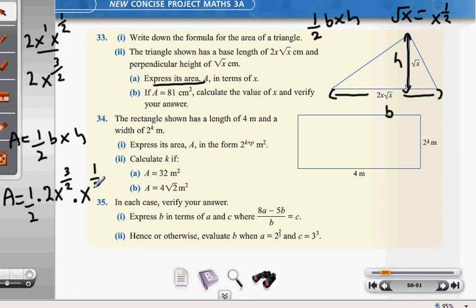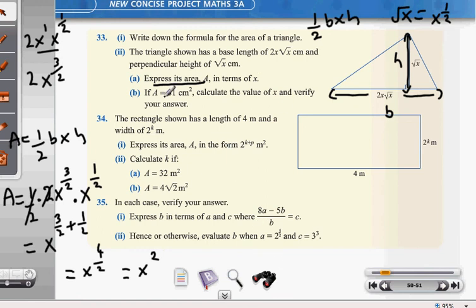Now, the half will cancel with the 2 because 2 times a half is 1. The next thing you're going to do is add the powers. So you're going to get x to the power of 3 over 2 plus a half, and that's going to give you x to the power of 4 over 2, and that answer is simply x squared.